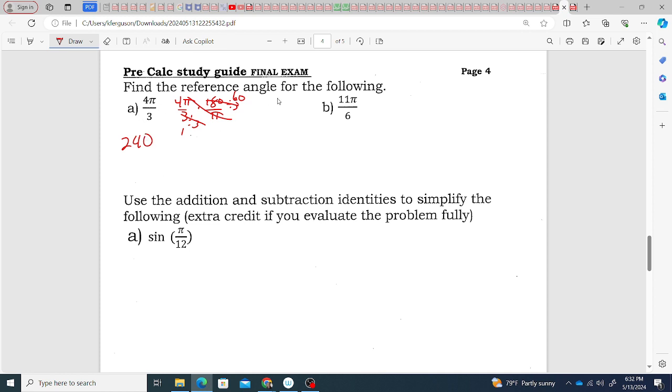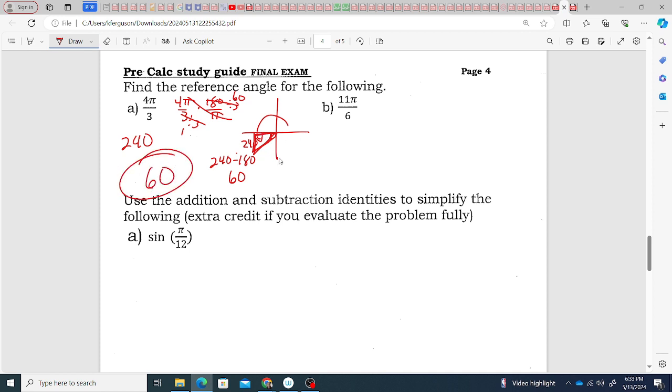So 240, where's that at? 240 is right here. So what's left? Because this is 270. I want this triangle right here. Well, if it's in the third quadrant, I take 240 minus 180. So what do I get? I want this one right here. So this angle right here is 60 degrees. So 60 is my reference angle.